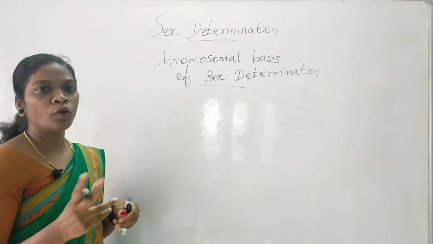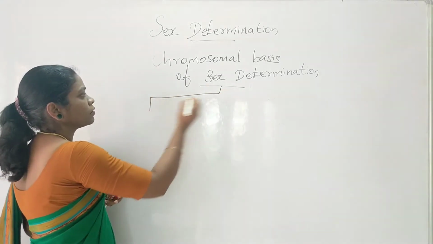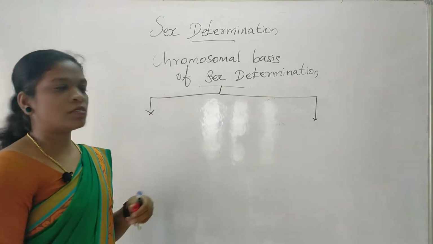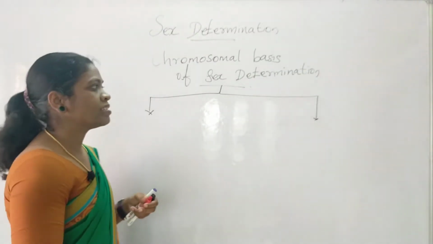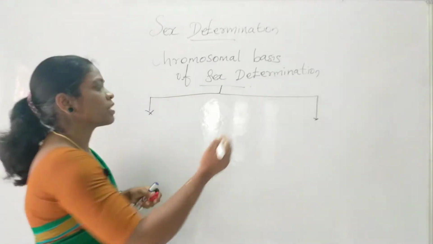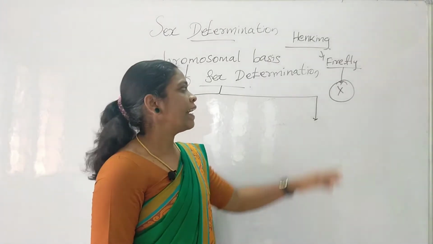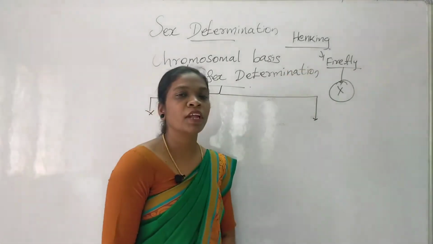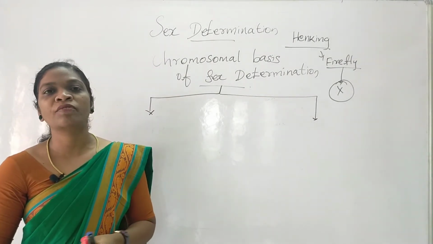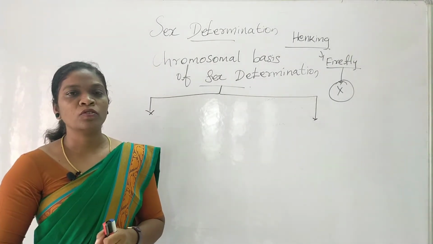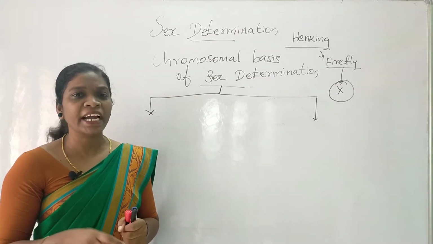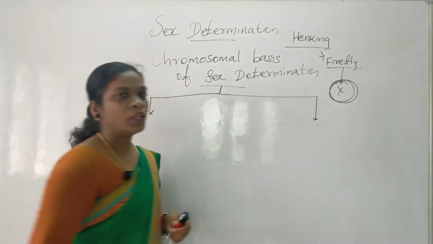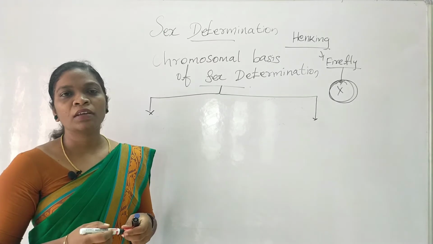Here we can divide them into two broad categories. Before that, we should know who discovered the presence of sex chromosome. The X chromosome was first identified by Henking. He did experiments in firefly and observed that some of the chromosomes in firefly don't participate in meiosis. It was unidentified during that time, so he named it X chromosome. Till now we are using the term X chromosome.